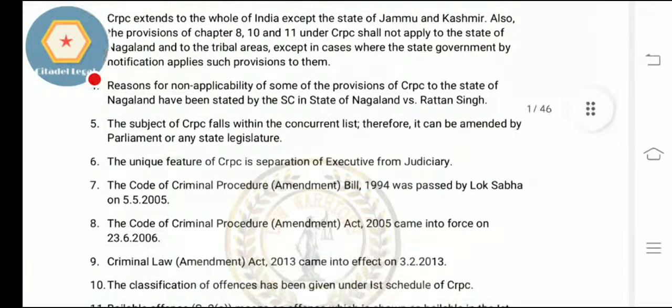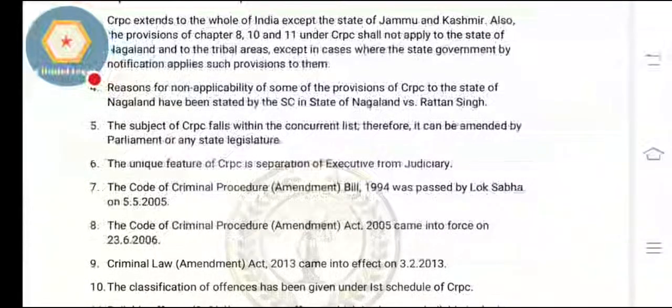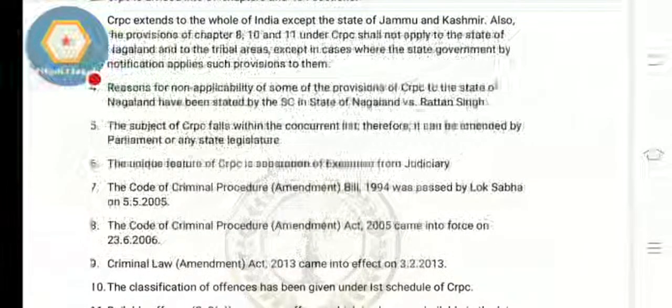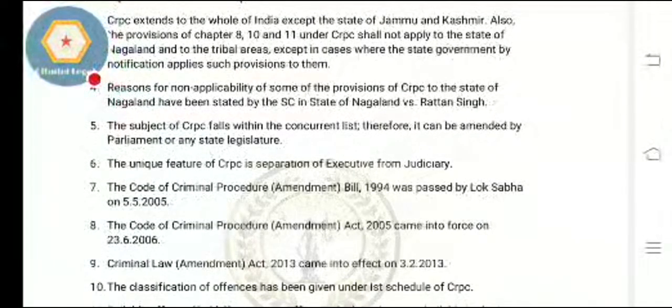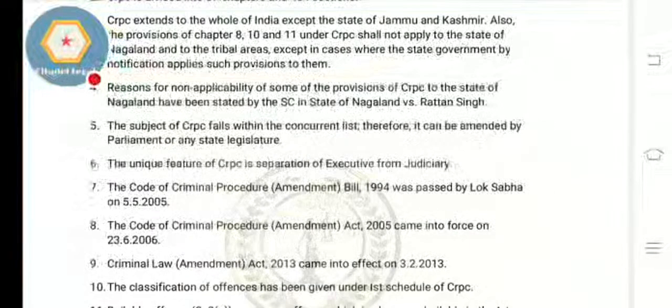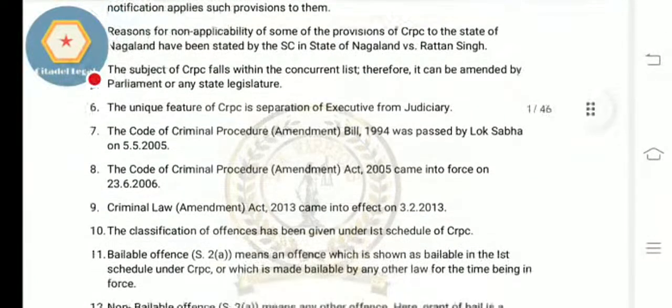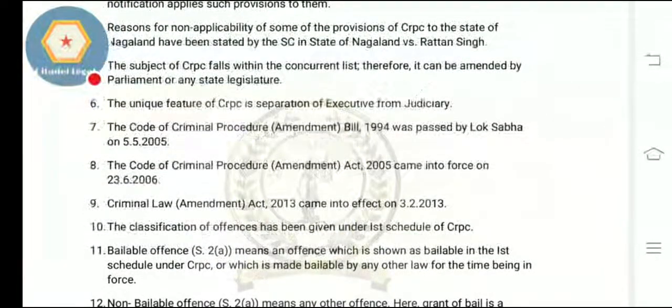Number 7, the Code of Criminal Procedure Amendment Bill 1994 was passed by law on 5th May 2005. The Code of Criminal Procedure Amendment Act 2005 came into force on 23rd June 2006. The Criminal Law Amendment Act 2013 came into effect on 3rd February 2013. The classification of offences have been given.